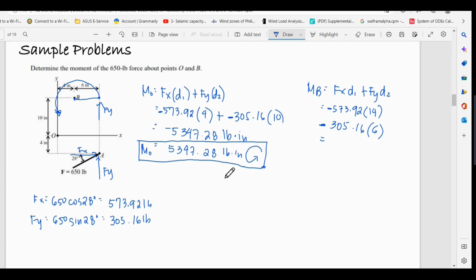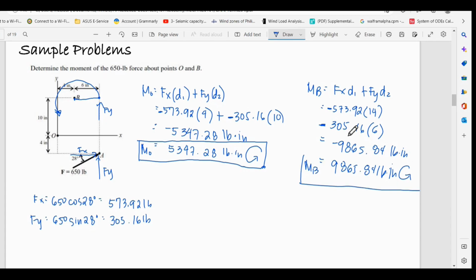Therefore, it is equal to negative 9865.84 pounds inches or 9865.84 pounds inches counterclockwise. So that is now the moment at B. Okay, so this will be our final answer. Moment at O and moment at point B. Okay, counterclockwise.